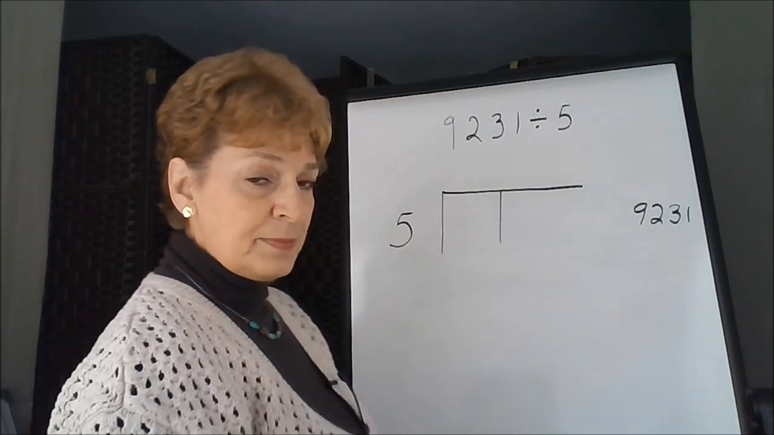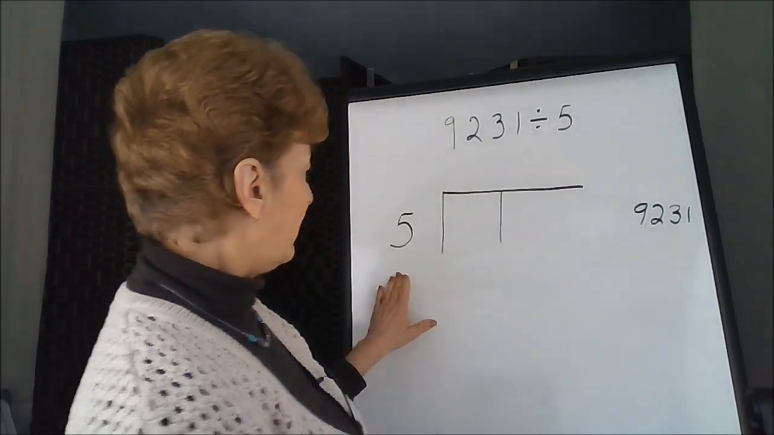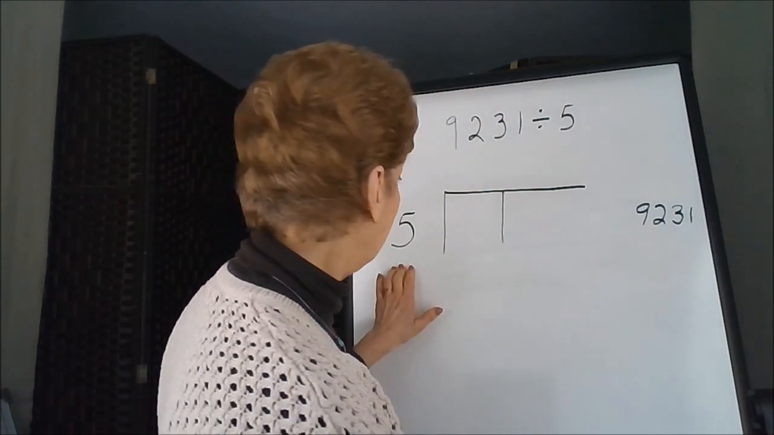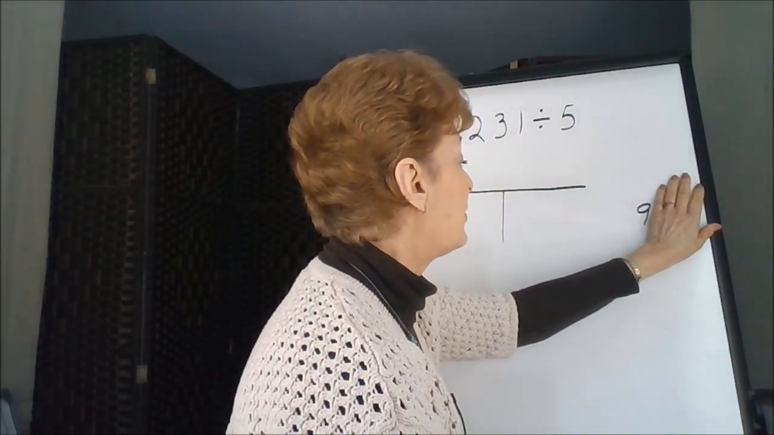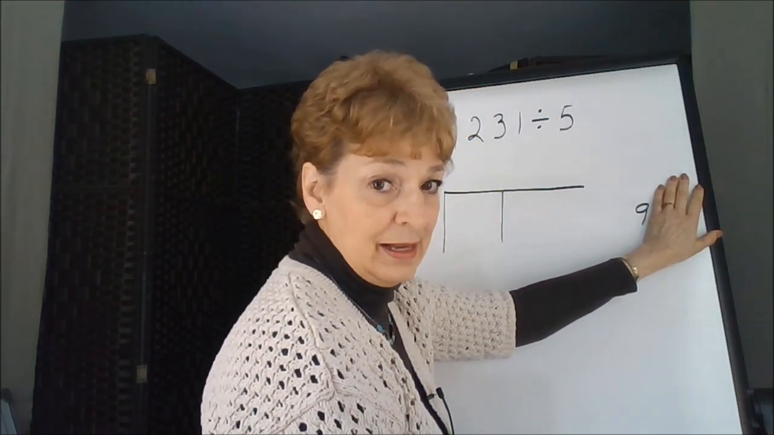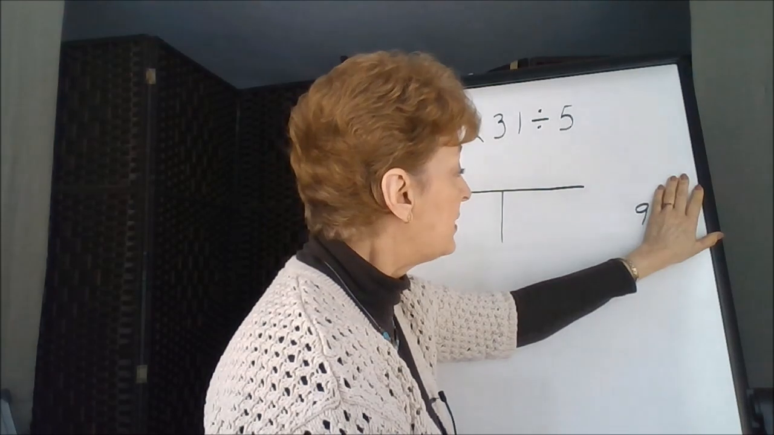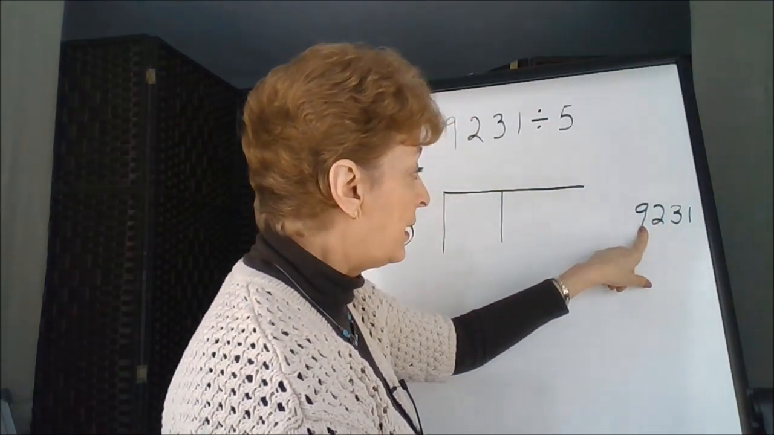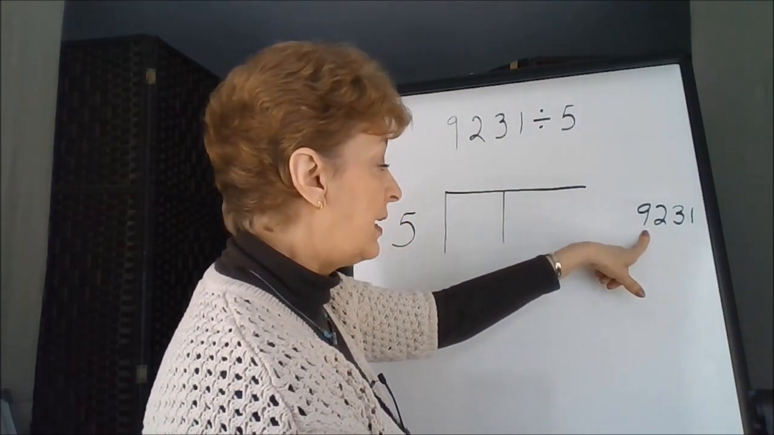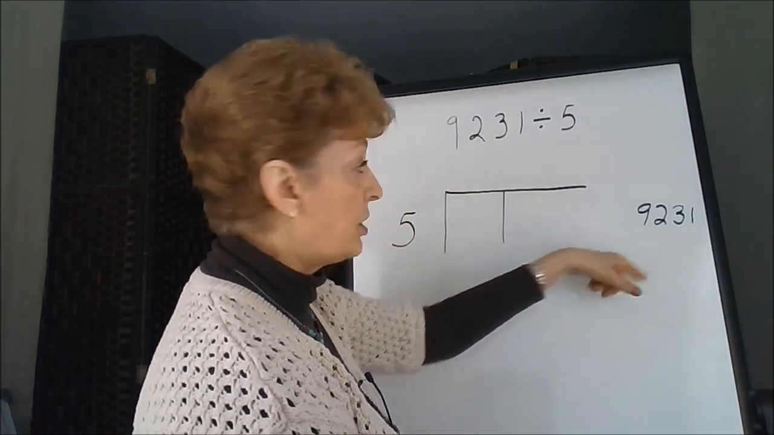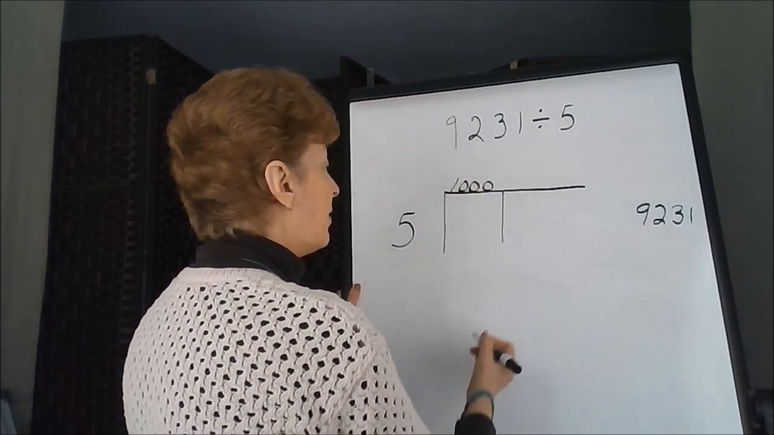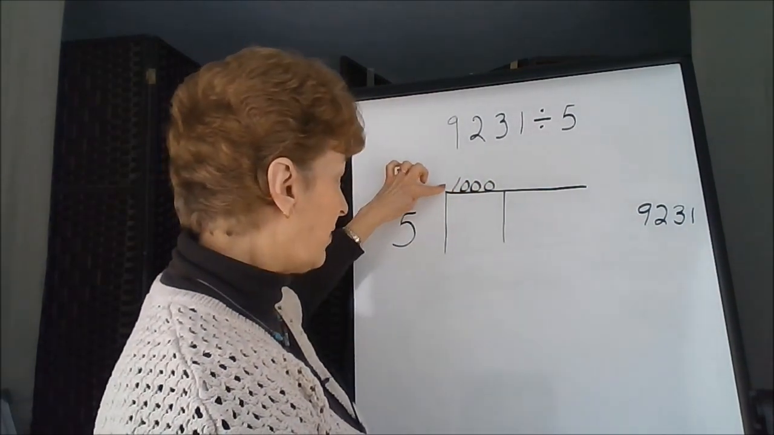All right, the hardest part of this math is figuring out what number you're actually going to choose to divide. I always look at the very first number here. Is 9 bigger than 5? Yes, it is. So 5 will go into 9 one time. But what we're saying is 1,000 times, because 9 is in the thousands position. So if we put 1,000 above, we have part of our answer.